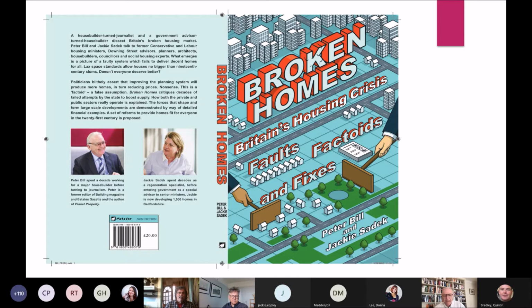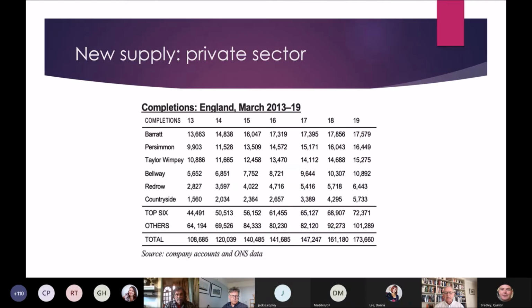I think the main factoid that we go into is that more homes equals lower prices, which it doesn't, and I'll come to that later. And the main fix that we came up with is that for decent homes, we need a level of minimum floor sizes and maximum densities. So that's slide 2, plug over, and we'll now move on to slide 3.